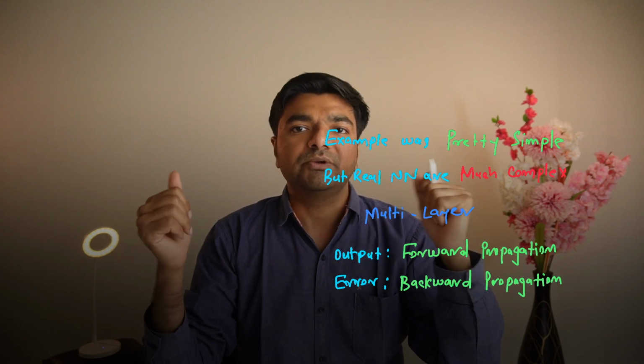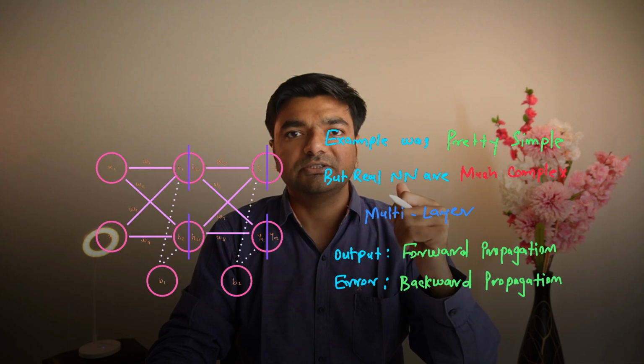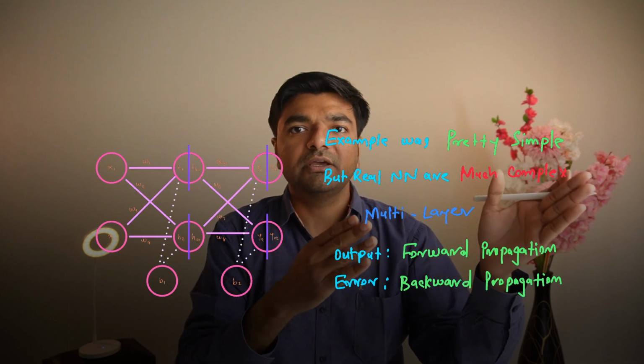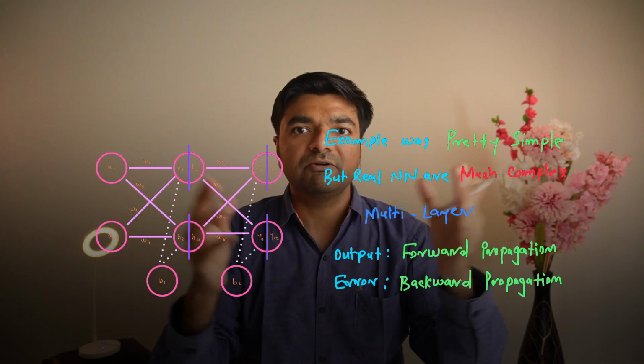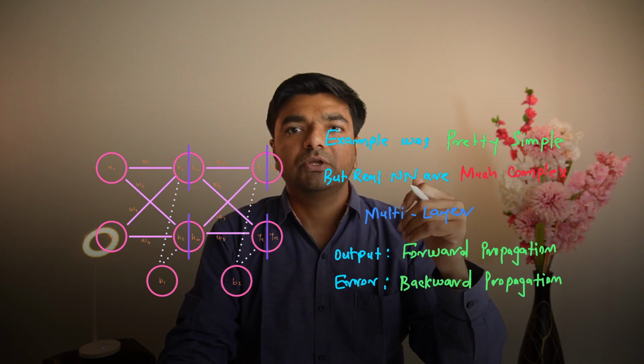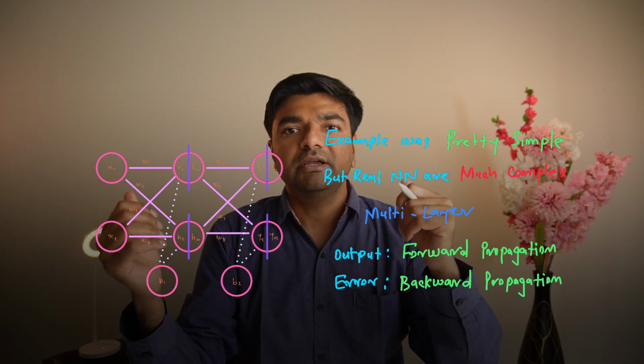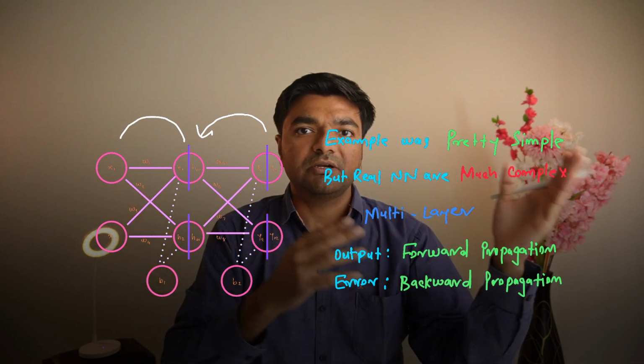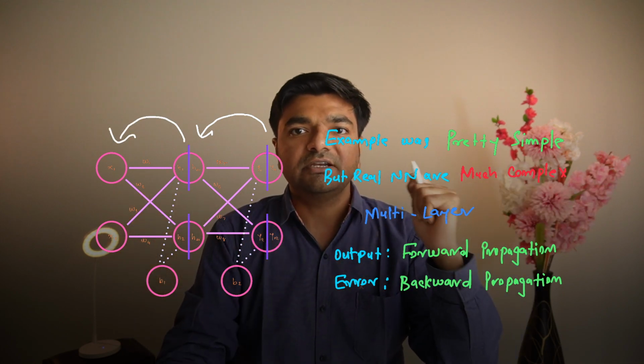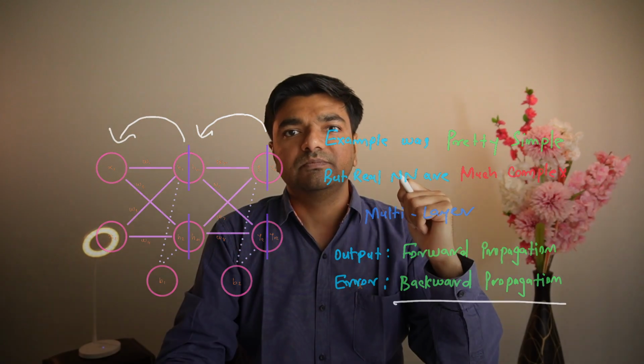This was a very simple example, having two inputs and one output in a single neural network. But real neural networks are much more complex than this. They have a layered architecture in which there is one input layer, another is the output layer, and in between there are multiple hidden layers. So we get error in the output layer, and that error needs to be propagated back to the first layer. And that is done by the backpropagation algorithm. We will look into it in detail in the next video.